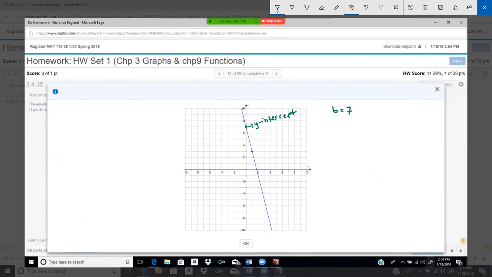Now, if we need to put this in the form, because they want the y equals mx plus b form, this is the form they want. So we know we have b. We have b, can we find m? Well, we're given 2 points and we're given a graph. So we can actually use the rise over run.